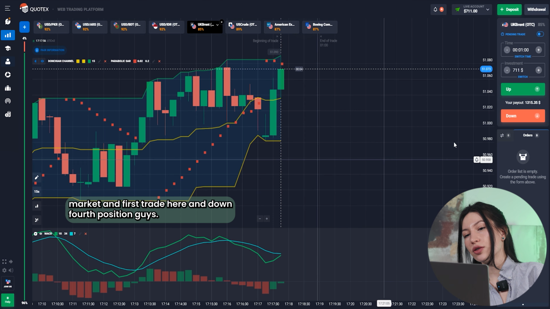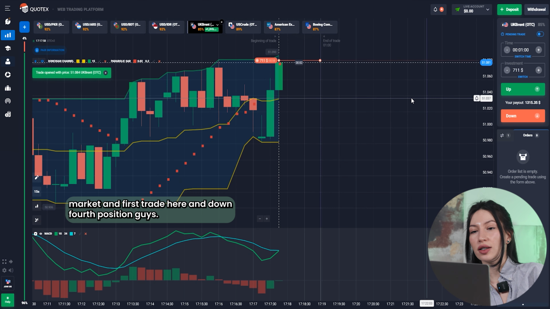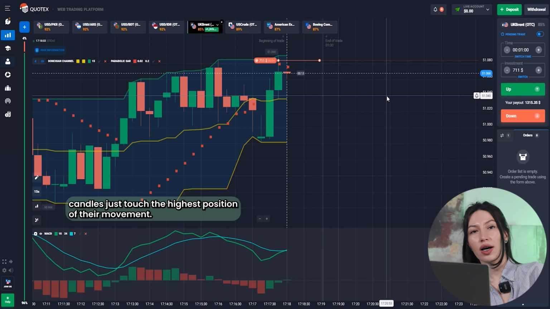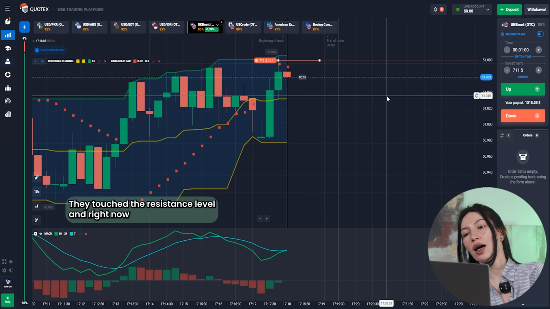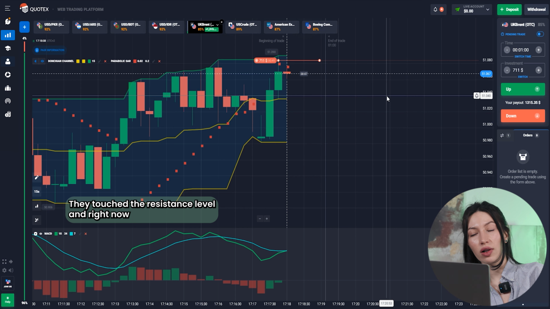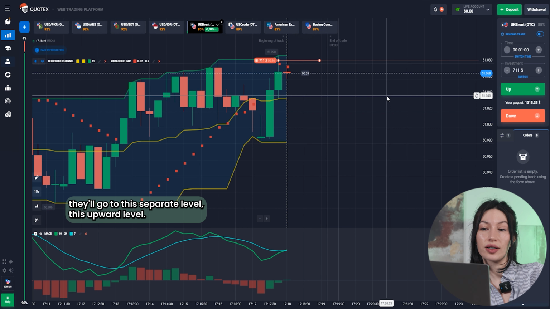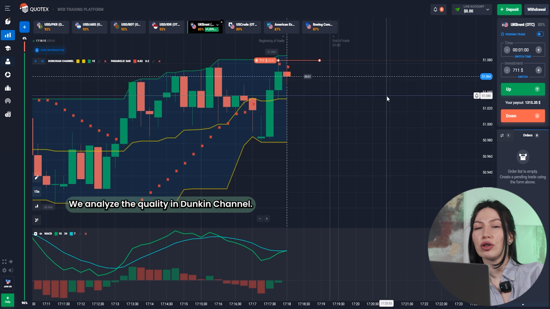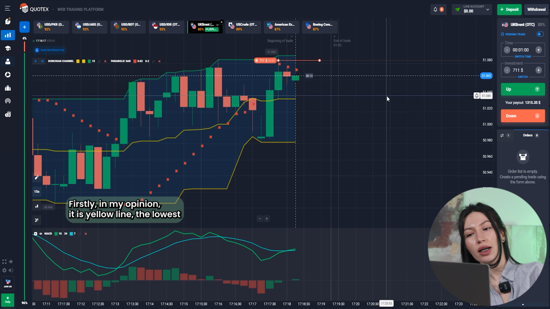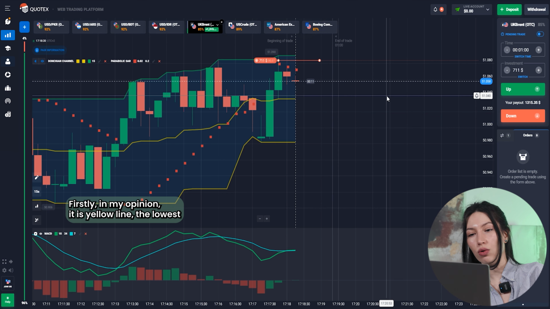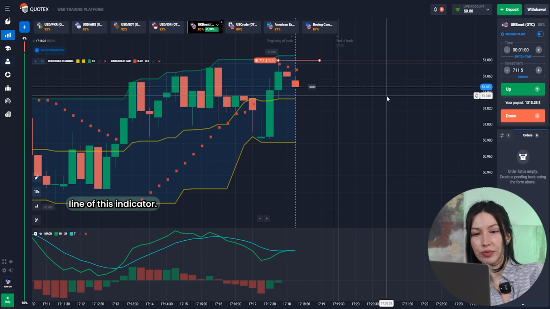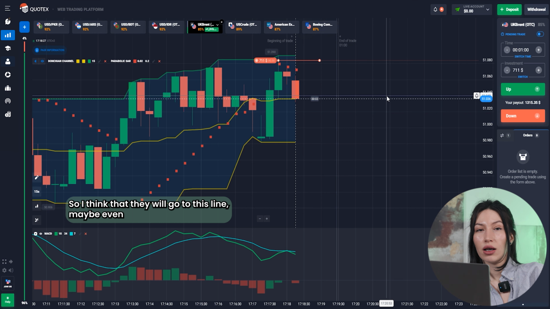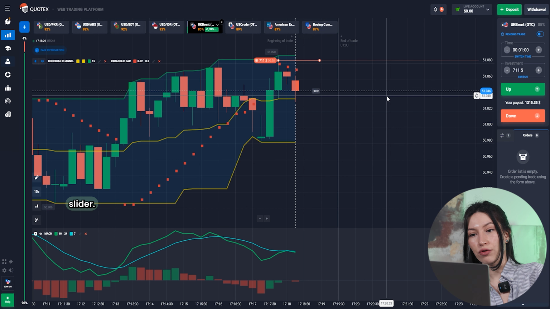First market and first trade here on downward position, guys. Here I saw that actually candles just touched the highest position of their movement. They touched the resistance level, and right now they'll go to the support level. The support level we analyzed according to the Donchian channel firstly. In my opinion, it is the yellow line, the lowest line of this indicator. So I think that they will go to this line, maybe even further.